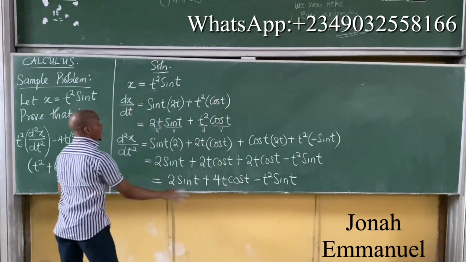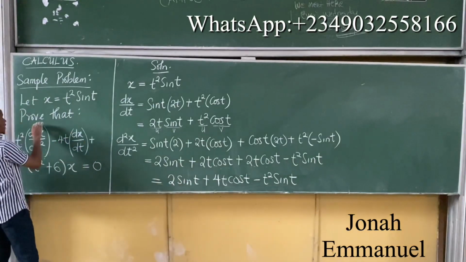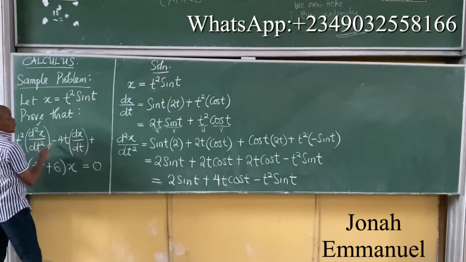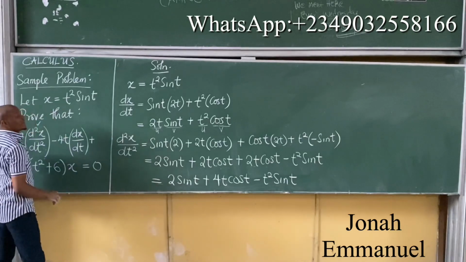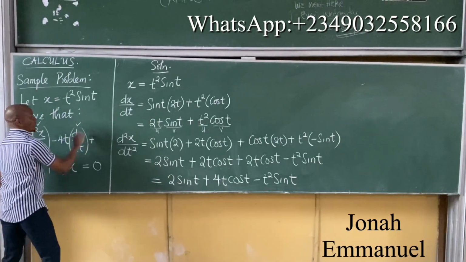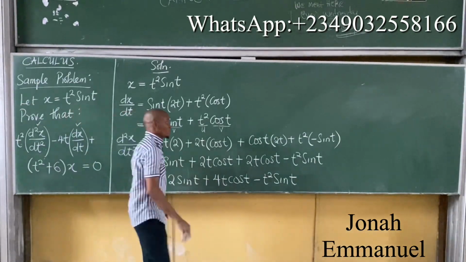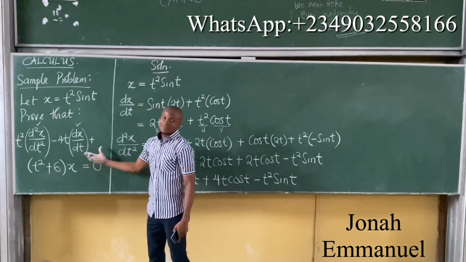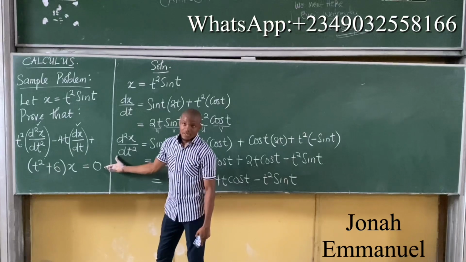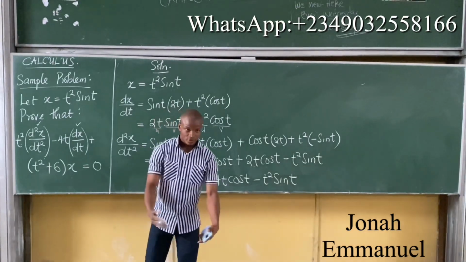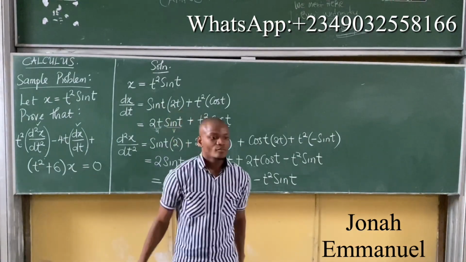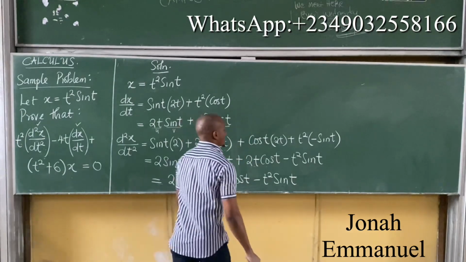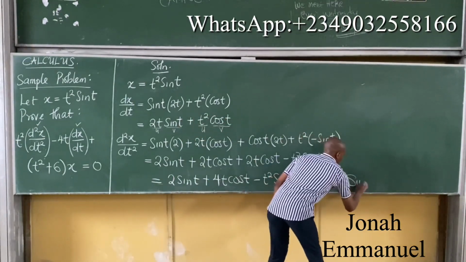With what we've done so far, we've gotten a value for d squared x over dt squared, which is this. We've also gotten a value for dx/dt, which is this. My next step will be to plug these values into this equation. If it gives me 0, I'm correct. If it doesn't give me 0, you're wrong. So the next step is now substituting.